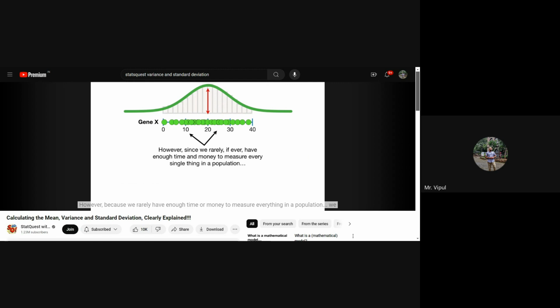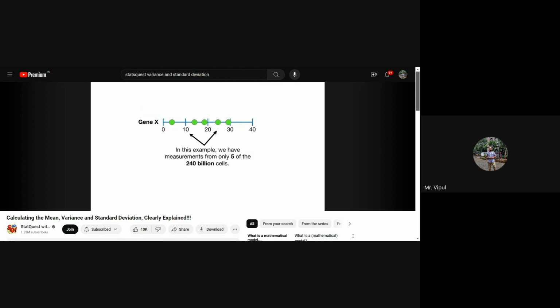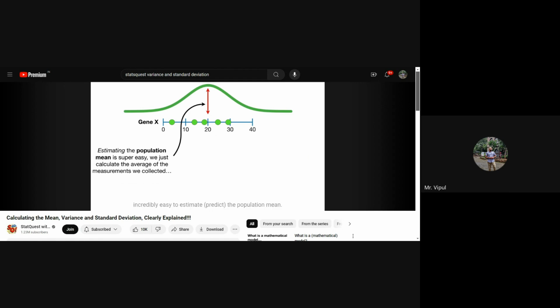However, since we rarely, if ever, have enough time and money to measure every single thing in a population, we almost always estimate the population mean using a relatively small sample. In this example, we have the measurements from only 5 of the 240 billion cells. Estimating the population mean is super easy. We just calculate the average of the measurements we collected.